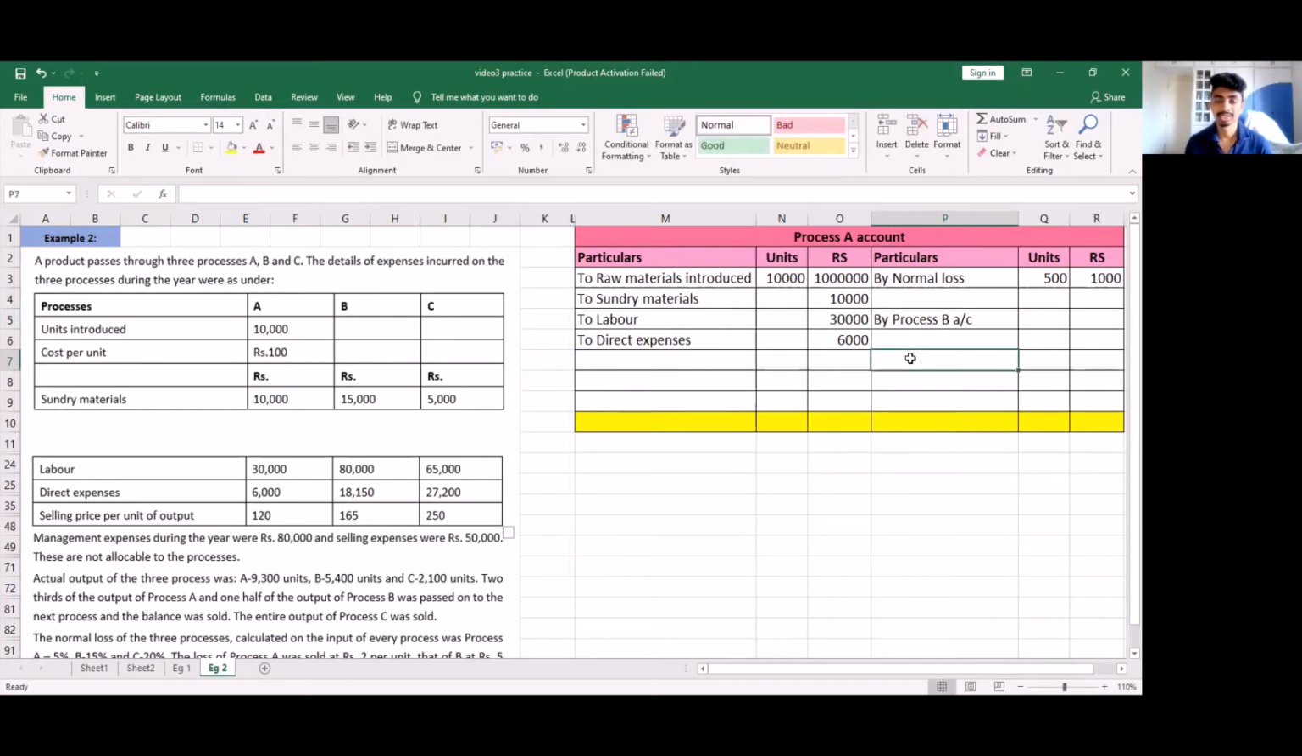So the amount that is going to be transferred to the next process will be accounted for under by process B account. And the remaining that we're going to sell, we will account for as by costing P&L account. So what is going to be transferred to the next process is 2/3 of 9,300, and the remaining 1/3 is going to be sold.